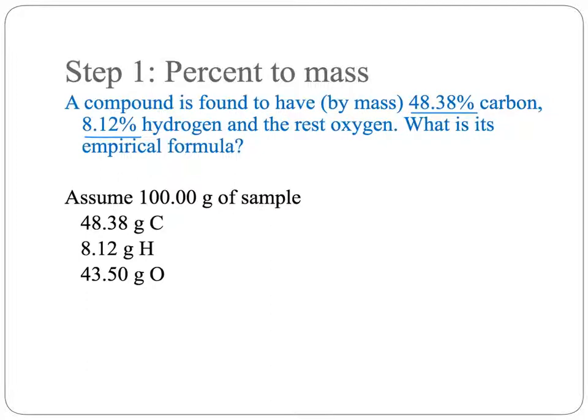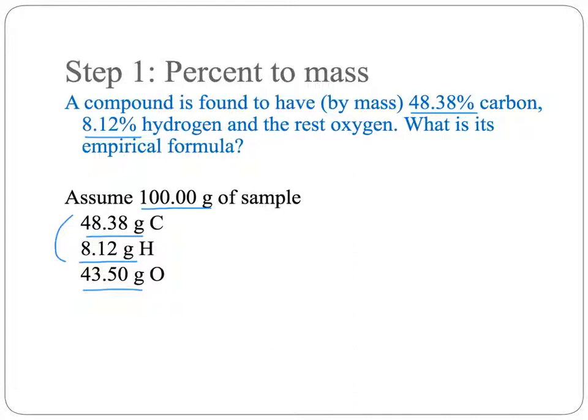If we assume that we have a 100-gram sample, just like 100%, then we can go directly from percents to grams. Instead of 48.38%, we have 48.38 grams. Instead of 8.12%, we have 8.12 grams. And then we can subtract these two known values from 100 to give a value of 43.50 grams of oxygen. You don't have to assume it's a 100-gram sample, but that's going to be more math. If you use 100 grams and 100%, it works out really nicely.